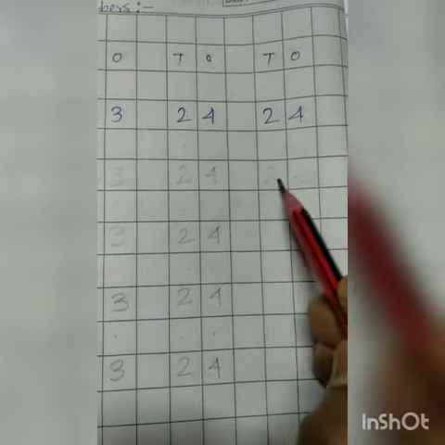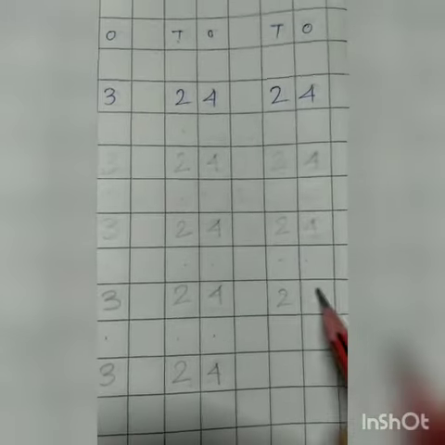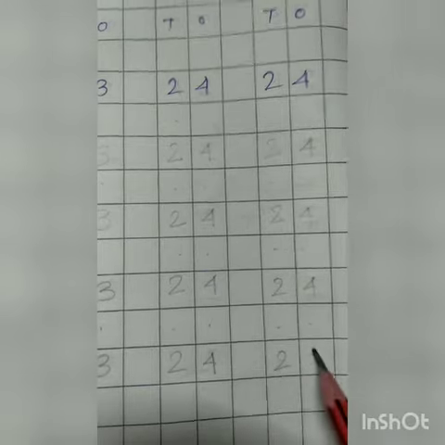Leave box, 24. You have to leave box, 24. In this way, you have to write 23 and 24. This is our math, nursery math homework class. Okay? Thank you.